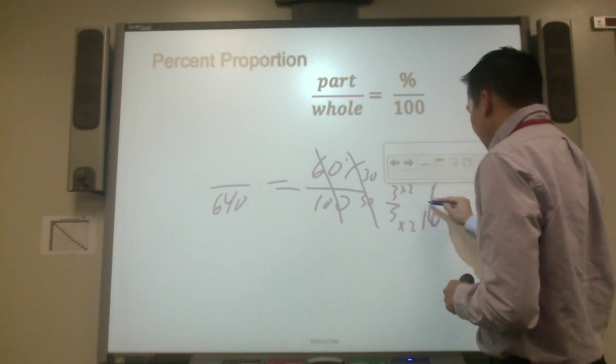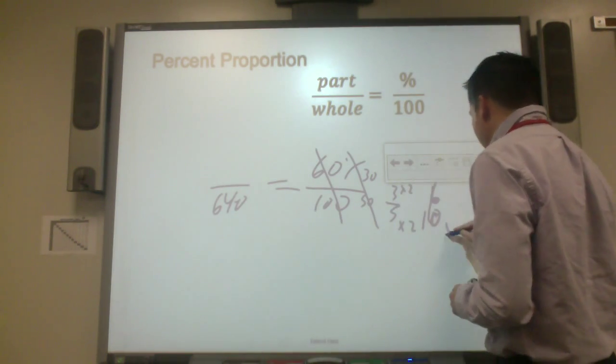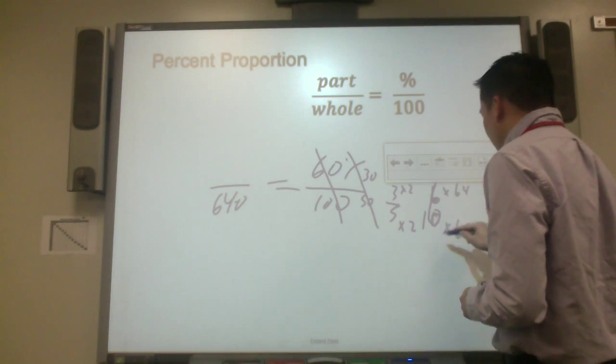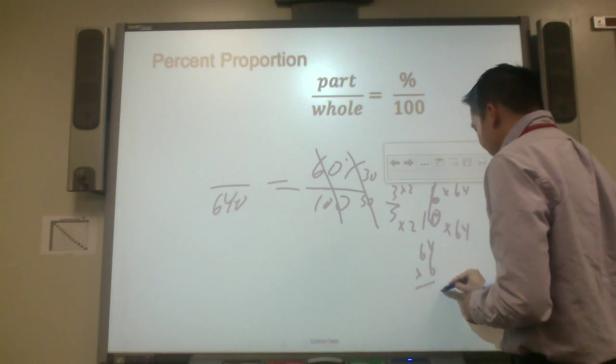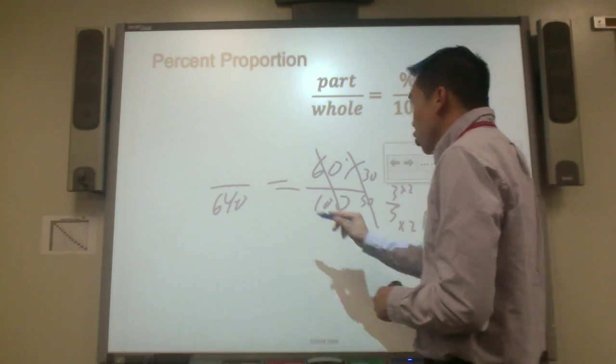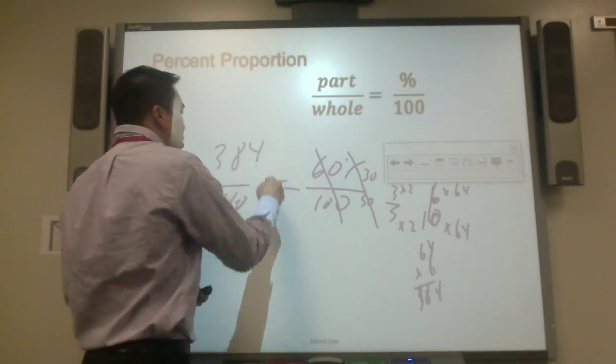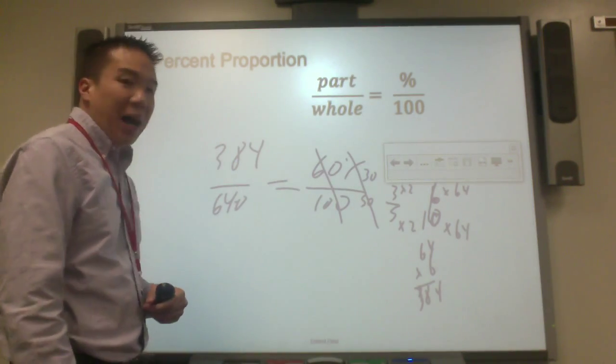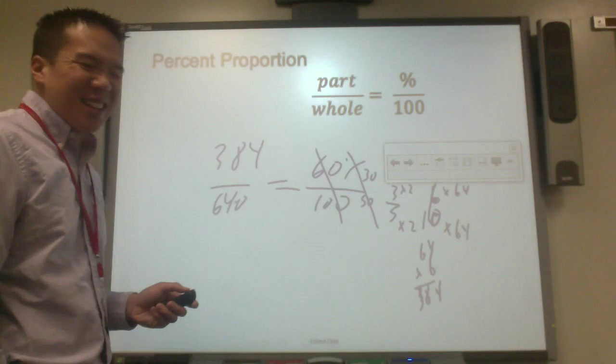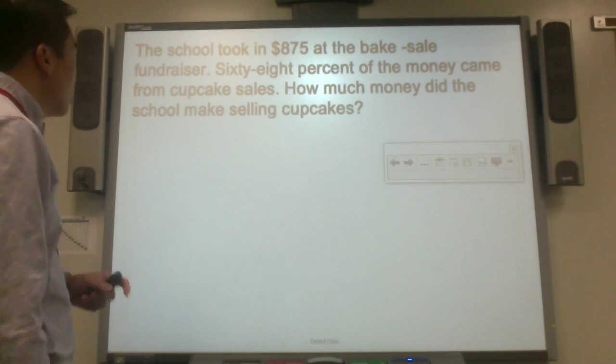How do I build 5 to 640? Times 128. 3 times 128 is 384. So what part of the cafeteria has students who buy hot lunches? 384 kids out of 640. So let's try another example.